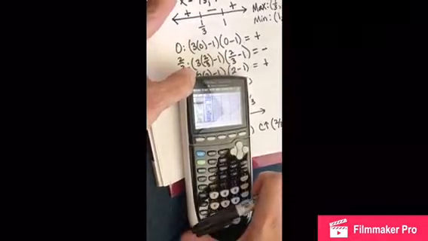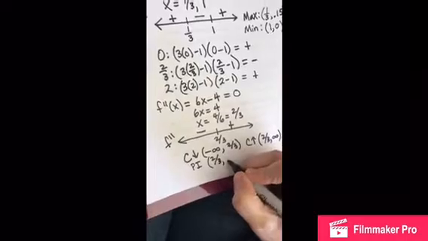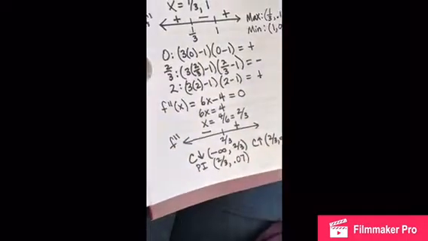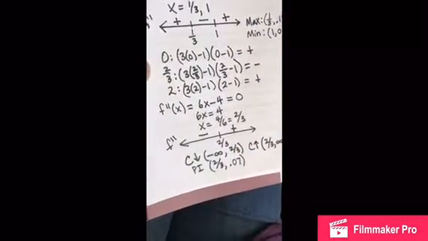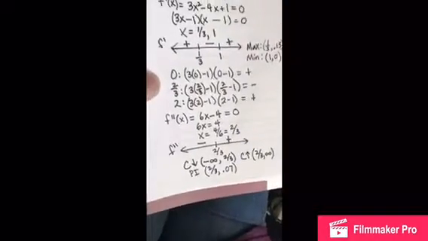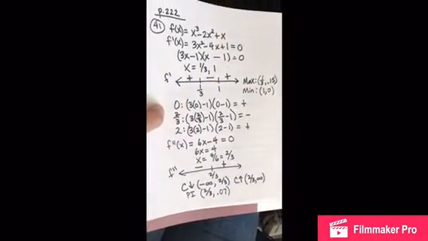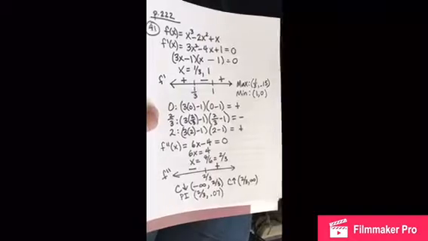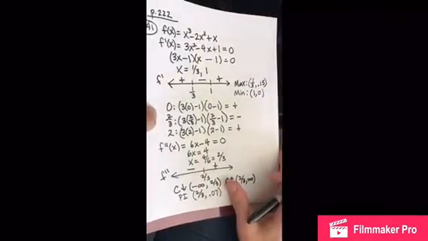And it's about 0.07. So the point would be 2/3, 0.07. So we've got the critical numbers, we've got the max and min, we've got the second derivative, the concavity, and the point of inflection. So that's number 41.